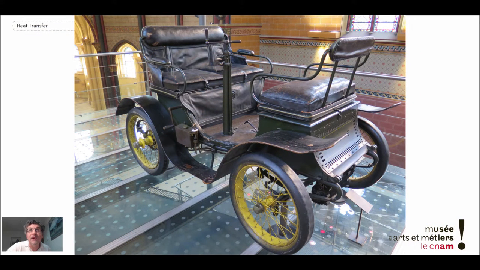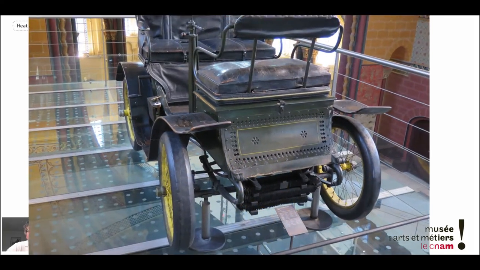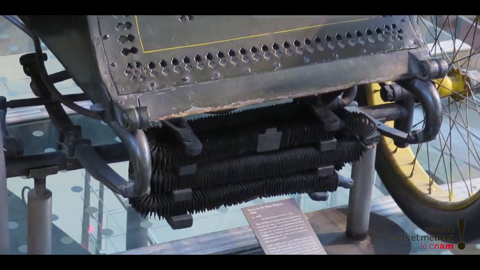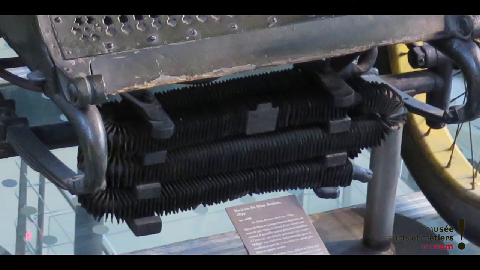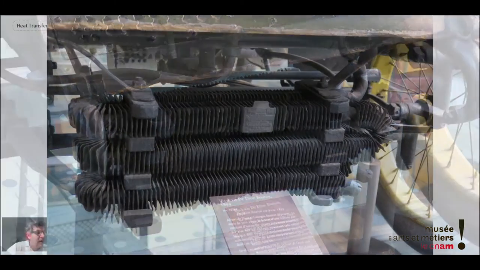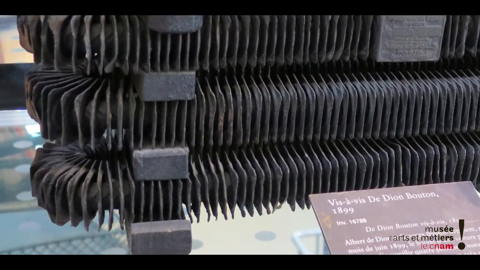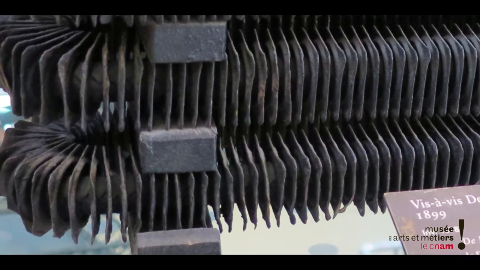This is the Vis-a-Vis. It is another car. It was produced in France by Dion and Bouton. But when you look at the front of it, you can see something that looks like a heat exchanger. And sure enough, that is a very, very early radiator, similar to what we saw on the Peugeot. And there are the fins on the radiator. They're a little bent with time, but this is from 1899.